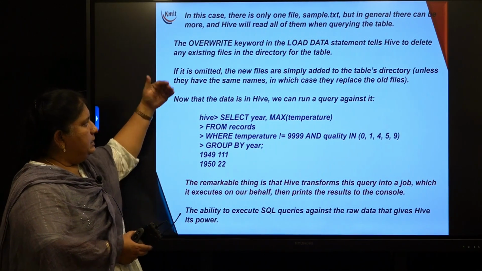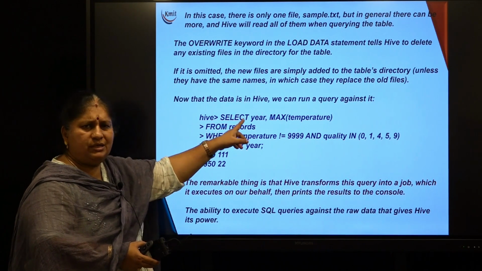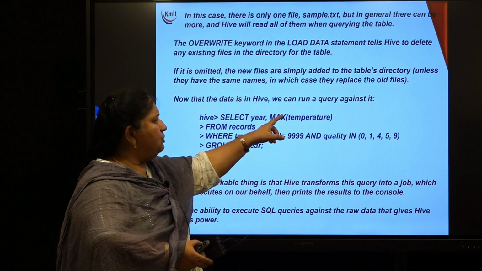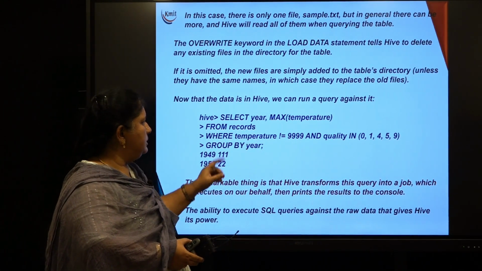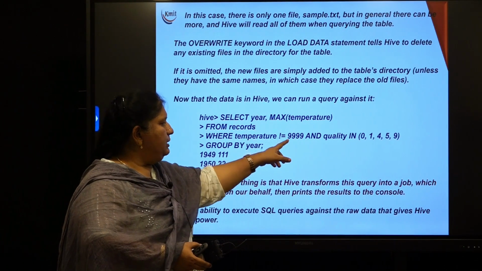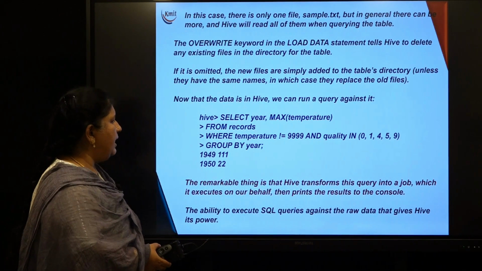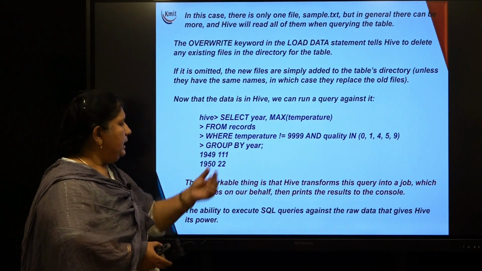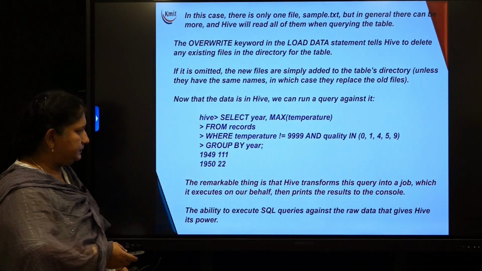Now the data is loaded. How do I try to work with that? Select, just like a SQL statement, select year comma max of temperature from the table name records, where temperature value is not an error value and quality belongs to these 5 values. And how are we grouping the values? We are grouping it by year value, and you got the output like this.